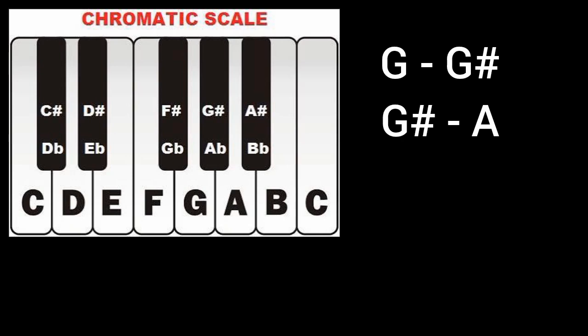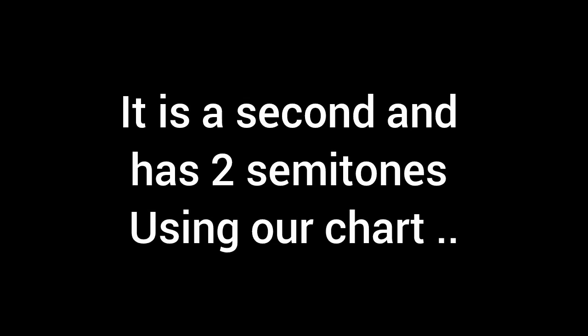All right, so for the quality now, let's check our chromatic scale. From G we go to G sharp, and then from G sharp we go to A. So it has 2 semitones. G to G sharp, that's 1. Then G sharp to A, that is 2. Okay, so it's a second and it has 2 semitones. If we look at our interval chart, that is a major second.